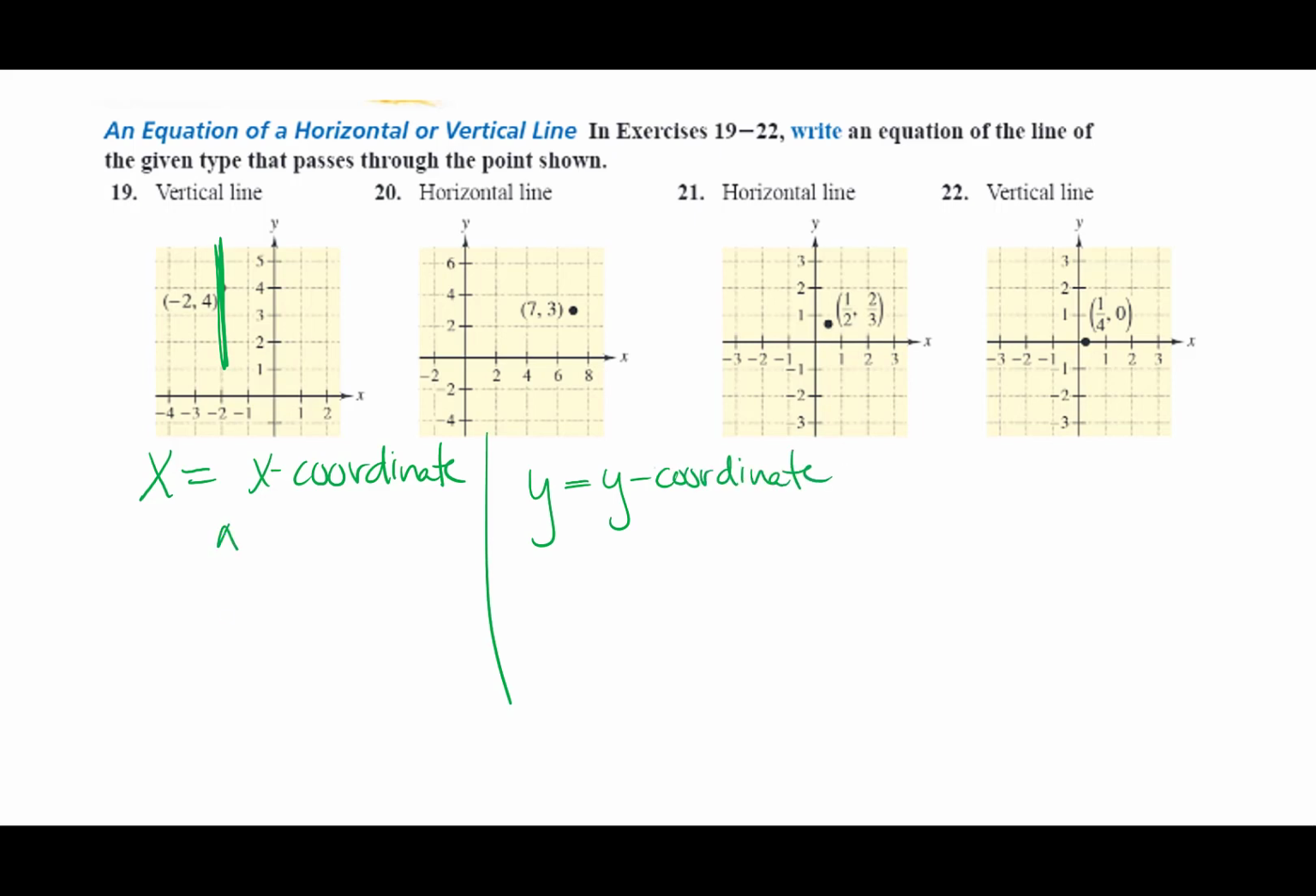So when you're talking about an equation that's vertical, it's going to be the variable x equals whatever the value of the x coordinate is. Horizontal is going to be y equals the y coordinate. If you can memorize that, it will make these kind of problems so much easier. Okay, so take a look at number 19.